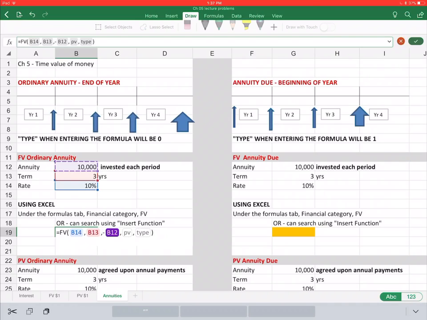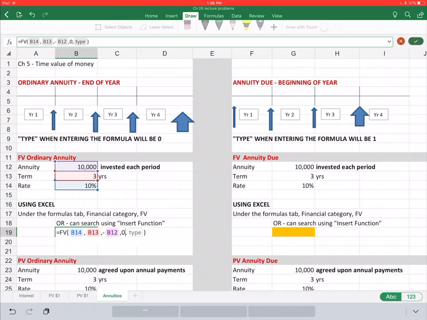That means how much will she be able to extract out, or how much inflow will she have of cash once she invests these funds for the next 3 years with an interest rate of 10%. So our PMT is $10,000. Our PV is 0. We don't have a lump sum amount that we're referring to here. We just have a payment amount.